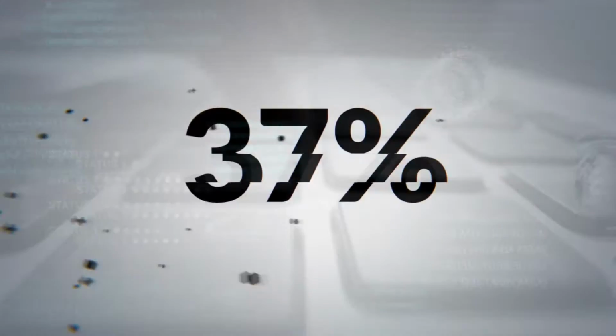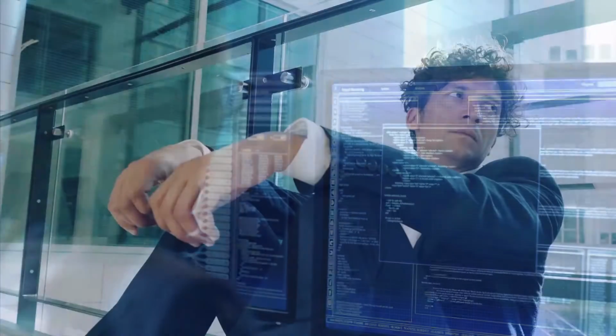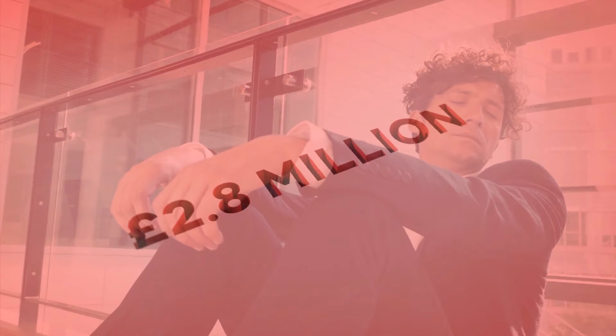Attacks have increased by 37% since lockdown. The average cost of a UK data breach, including lost business, is £2.8 million.